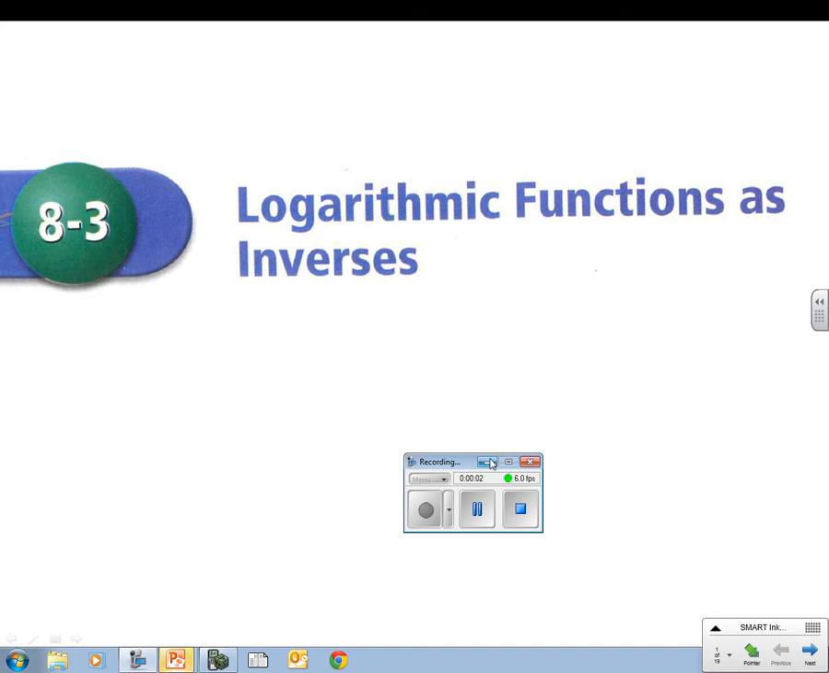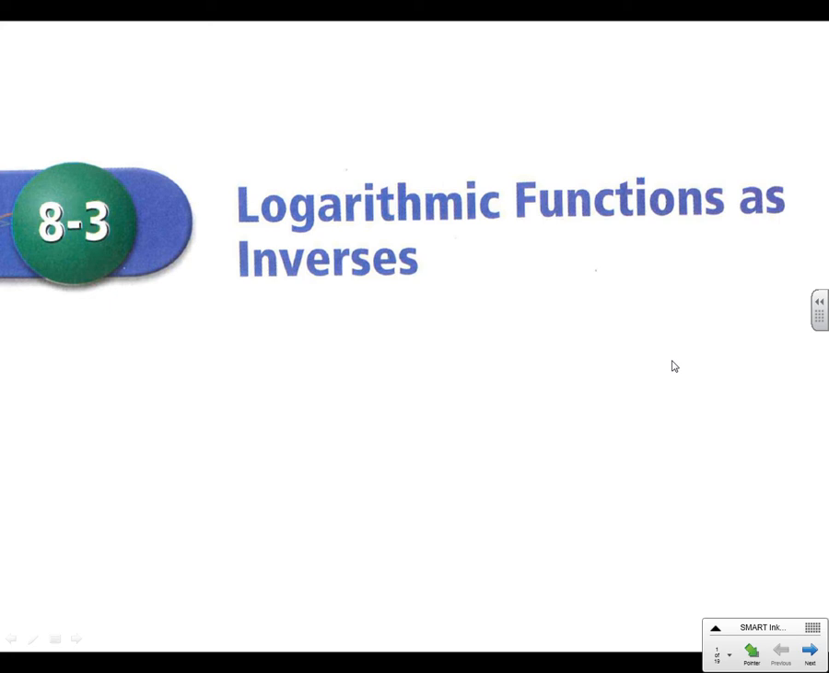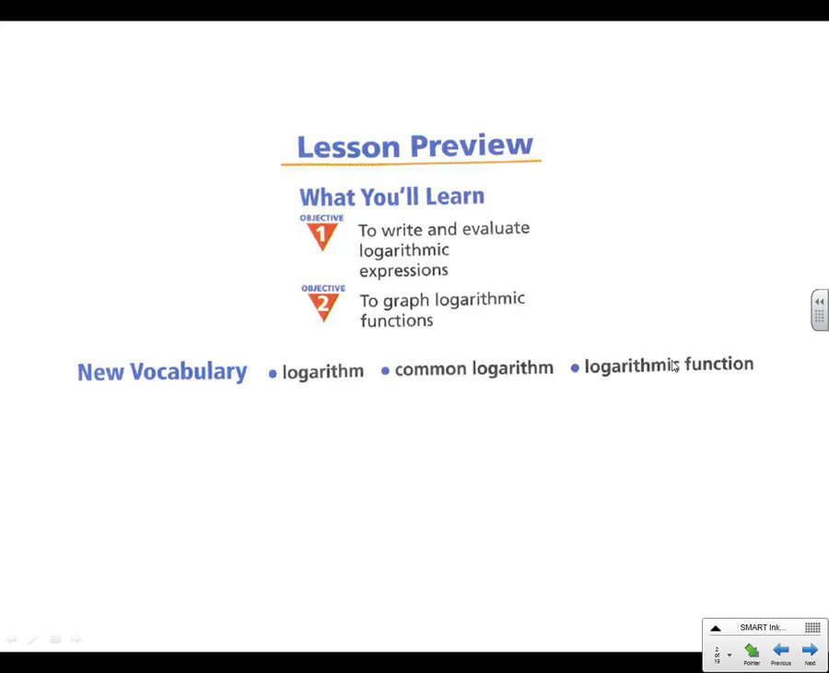Alright, let's keep going with Chapter 8, Section 8.3, Logarithmic Functions as Inverses. So, what we're going to learn here is to write and evaluate logarithmic expressions, and to graph them as well. The shortcut for logarithmic is just logs. So anytime you hear the word logs, you're thinking logarithmic, and we'll learn what logarithms, logarithmic functions, as well as the common logarithm, are in a little bit.